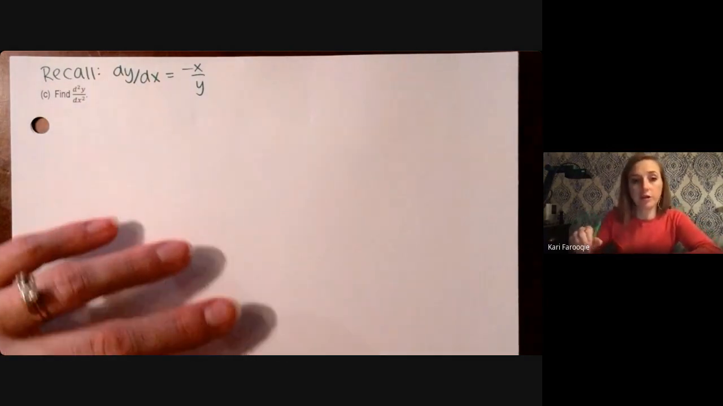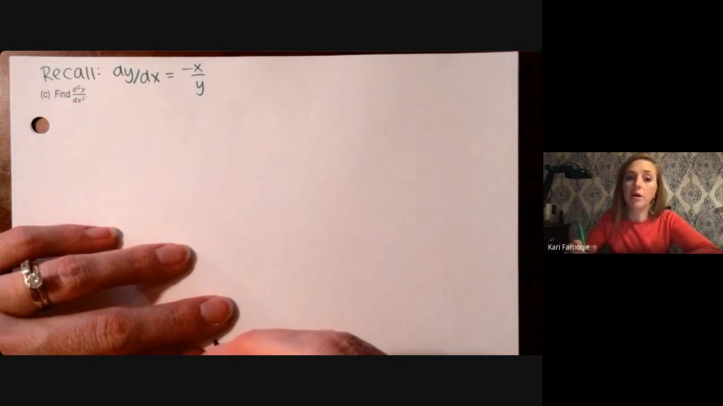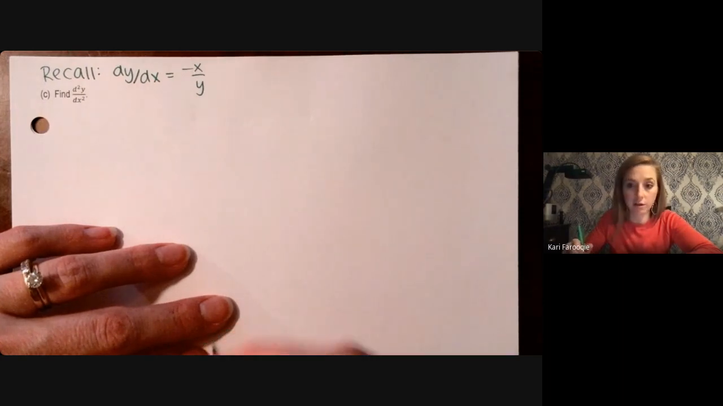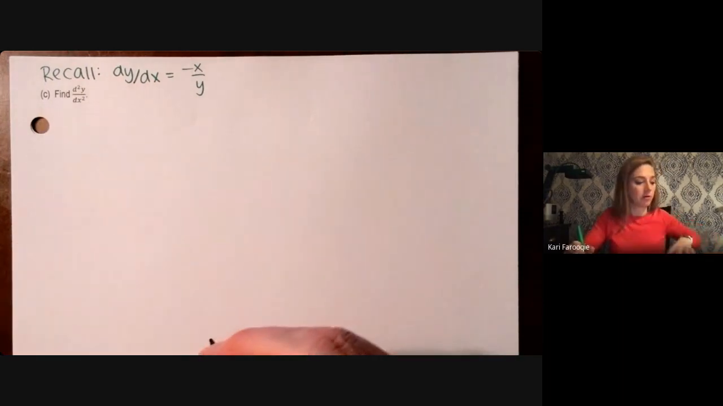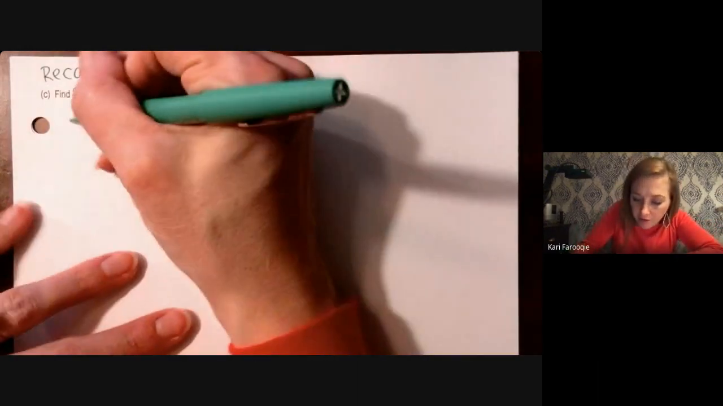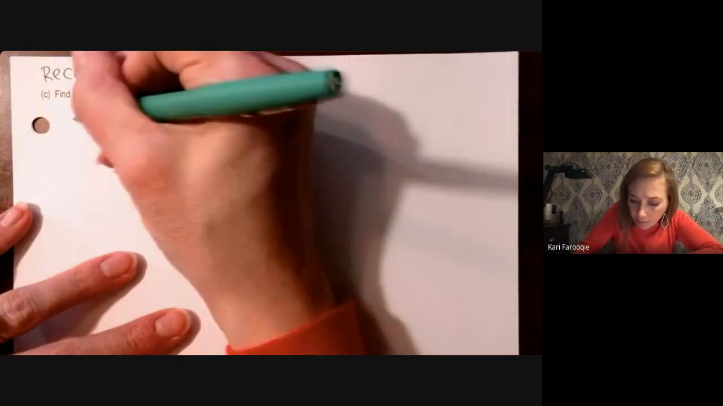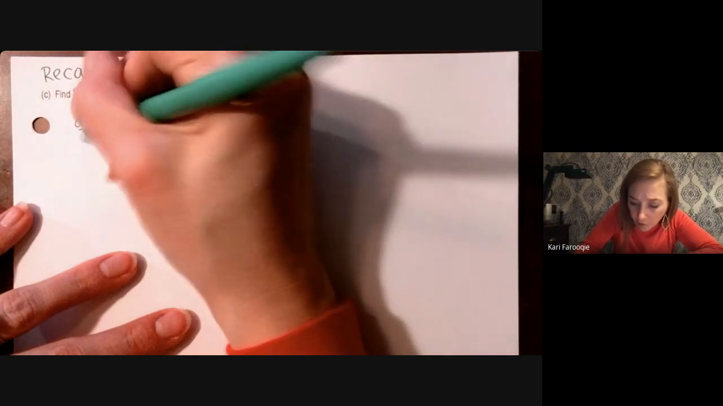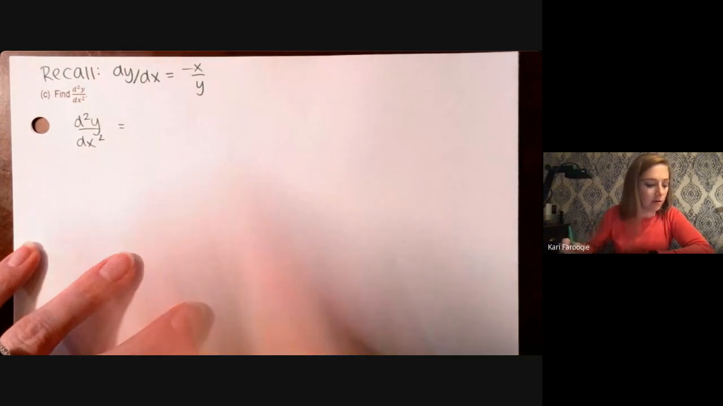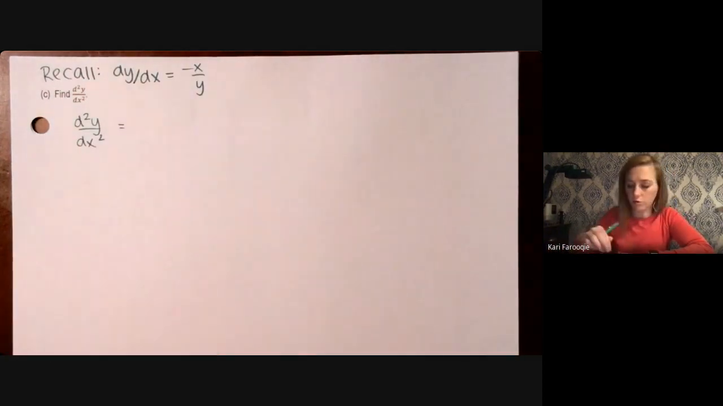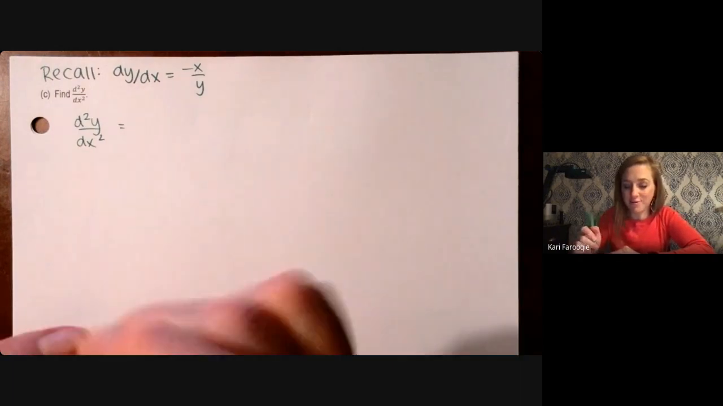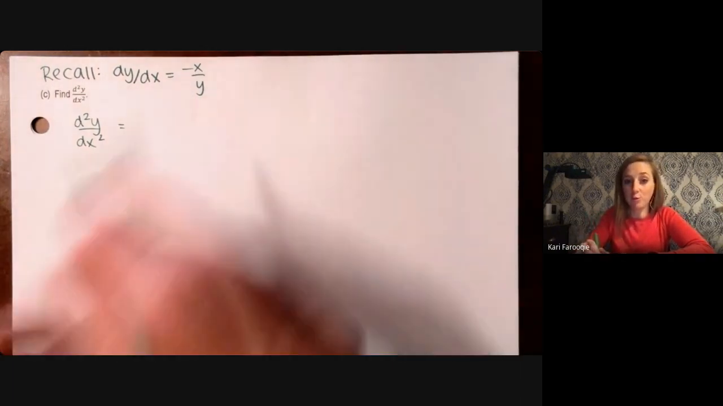So now we're going to take the derivative of the derivative. In order to do that, we have solved for dy/dx, and we're going to go ahead and take its derivative. Let's put our notation back together here. Here's our second derivative. We're going to take our first derivative and find its derivative using the quotient rule.